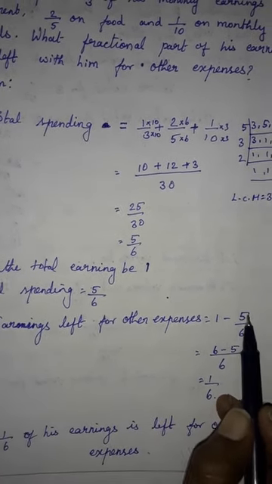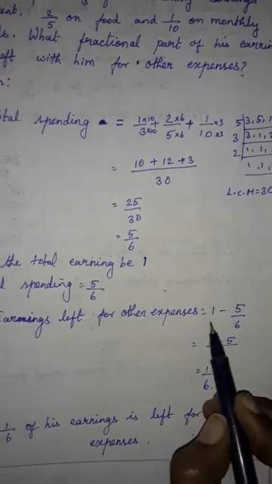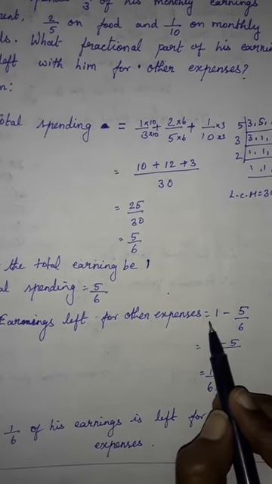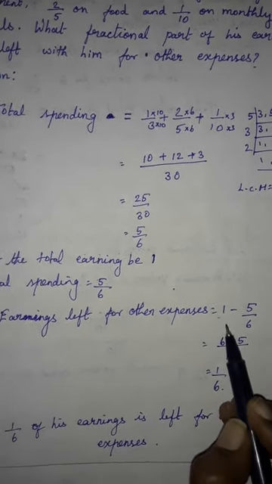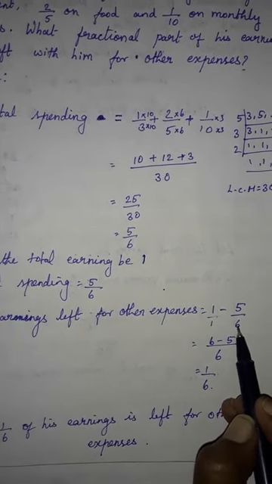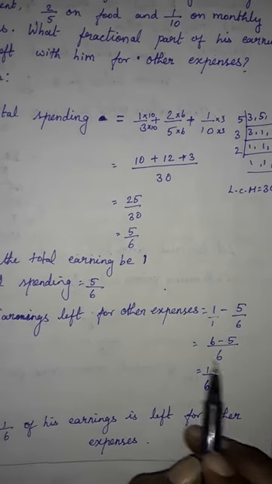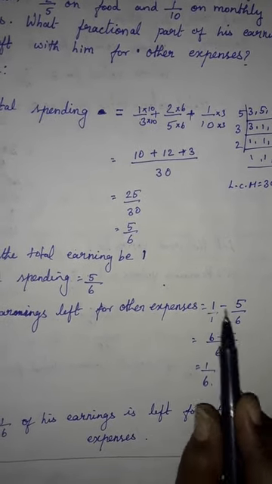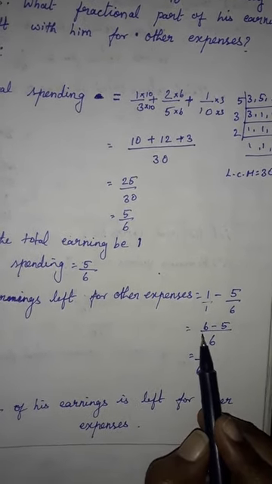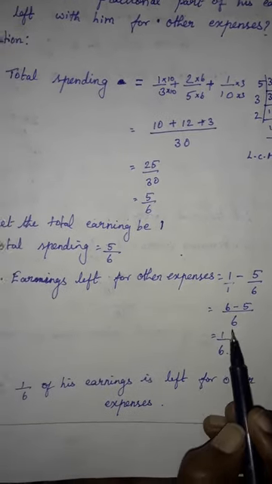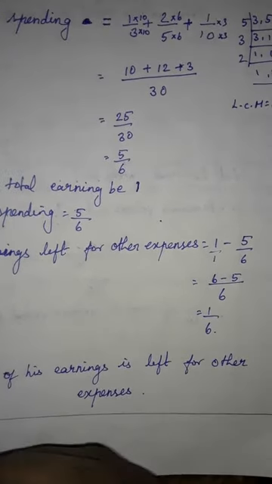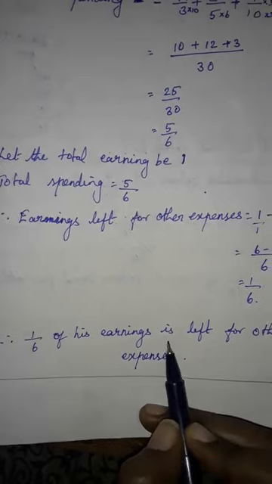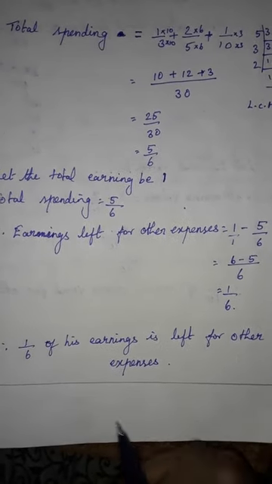That is 1 minus 5 by 6 equal to, here also the denominators are different. For 1 the denominator is 1, and minus 5 by 6. Taking the LCM for 1 and 6, we get the LCM as 6, and converting into equivalent rational numbers, we get 6 minus 5 by 6, that is 1 by 6. Therefore, 1 by 6 of his earnings is left for other expenses.